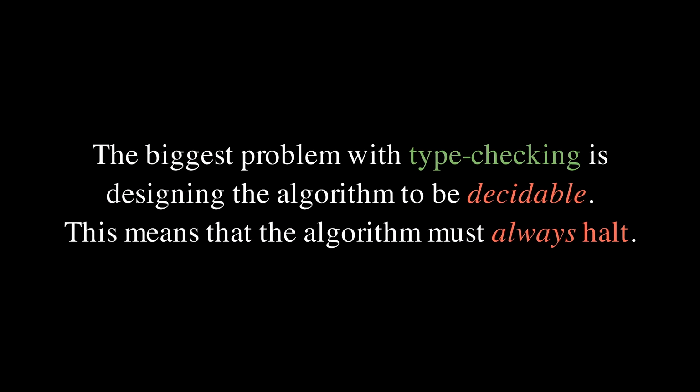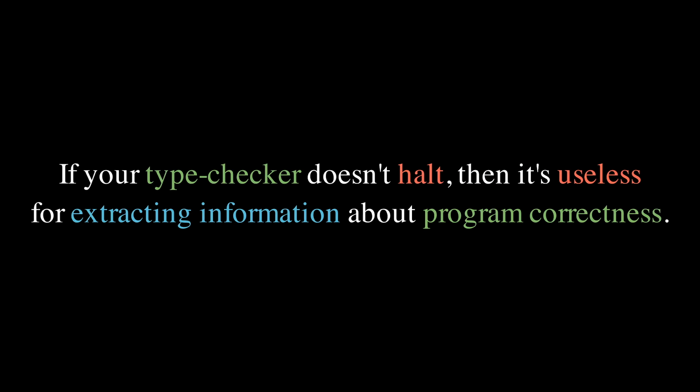Oftentimes, the hardest part about writing a type checker is decidability. The type system and the type checker must be designed such that the compiler can determine whether a program is well typed in a finite amount of time. No infinite loops allowed. The type checker must always halt. Without this property, the compiler could hang indefinitely, or worse, crash. This prevents the user from being able to extract any information about an error in their code.